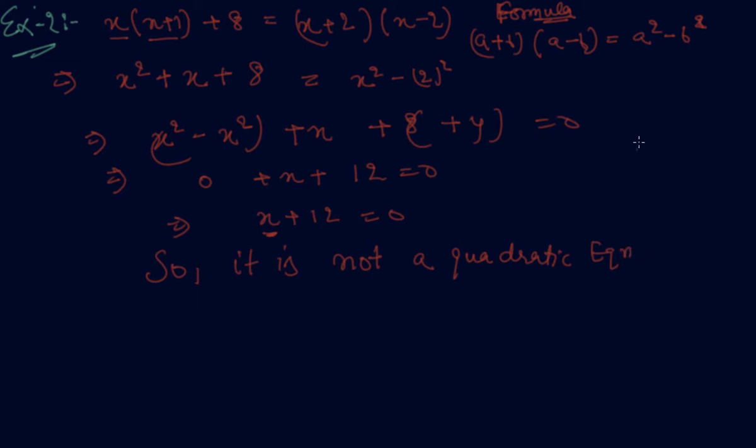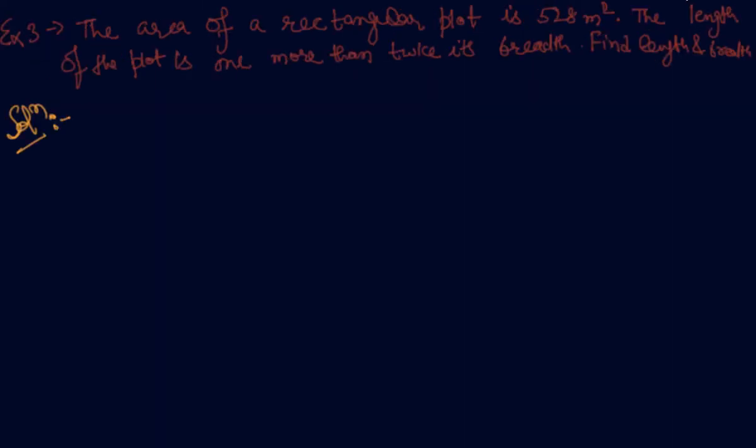Let's solve 2 or 3 more examples. So students, here is another example on quadratic equations. It states that the area of a rectangular plot is 528 meter square, and the length of the plot is one more than twice its breadth. I hope you are clear with the question. Let's proceed with its solution.